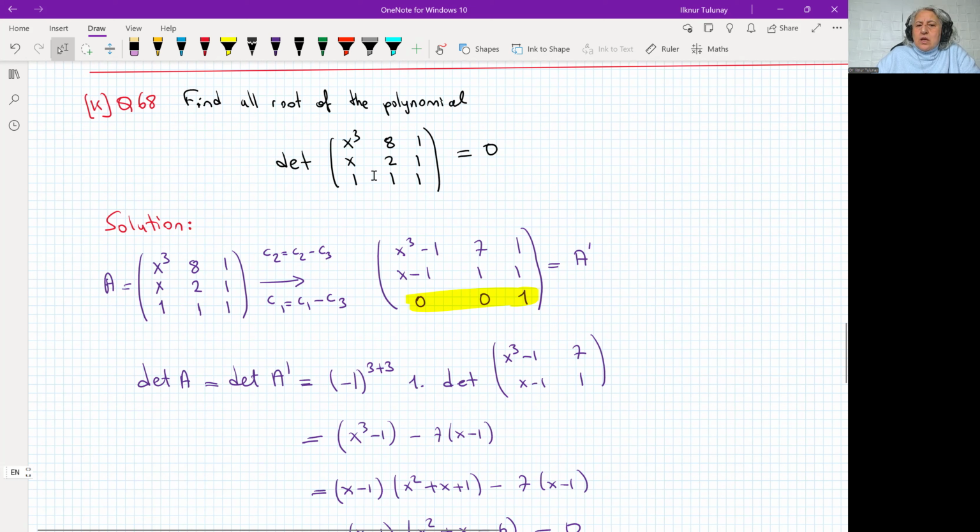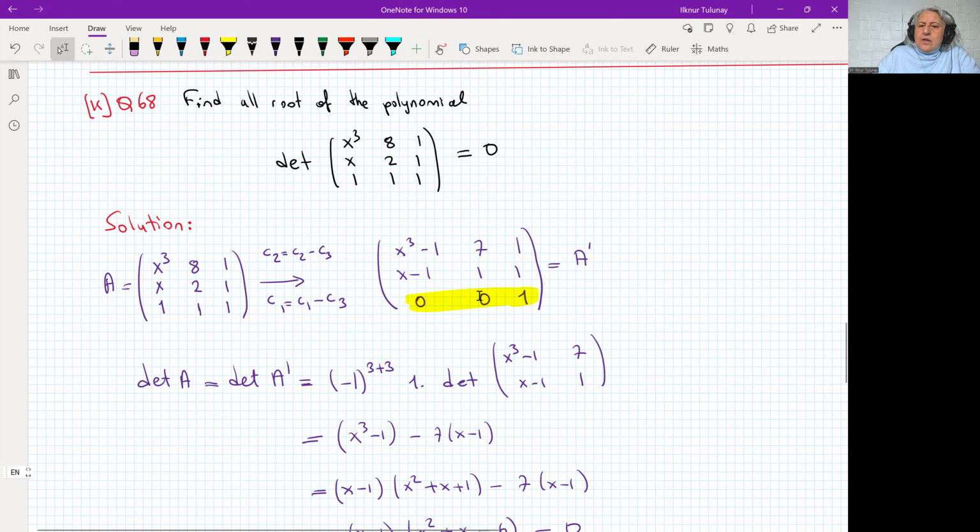But what I've actually done is make this position 0 and this position 0 by using column operations. So I add minus of this column to there, and minus of this column here. Both of these column operations will not affect the determinant. So the determinant of this matrix will be the determinant of the original matrix. A determinant is not affected by these column operations.